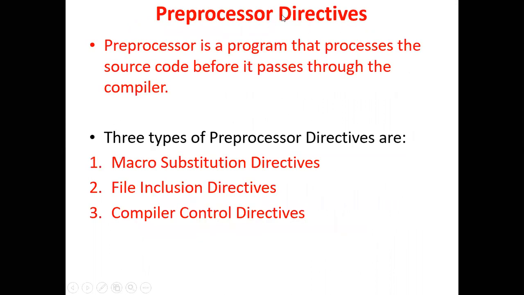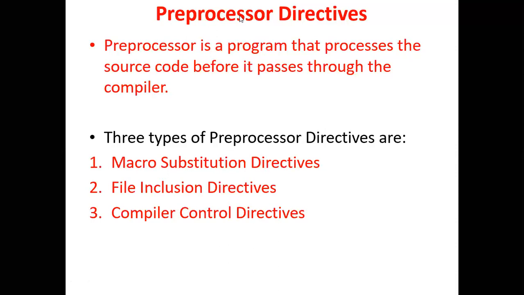So moving on to the last concept of fifth module, preprocessor directives. Preprocessor directives is a program that processes the source code before it passes through the compiler. So what is a preprocessor? It is also a program which is used to process your source code before it passes to the compiler. We have already studied a few of the preprocessors.